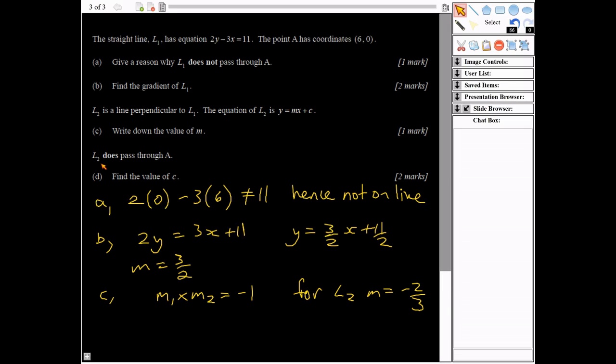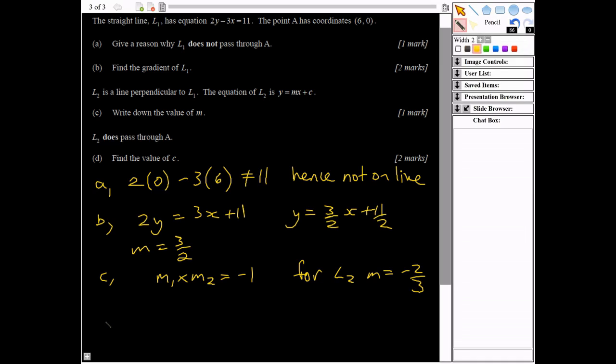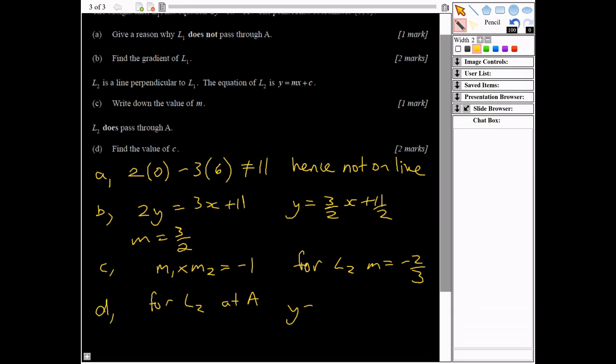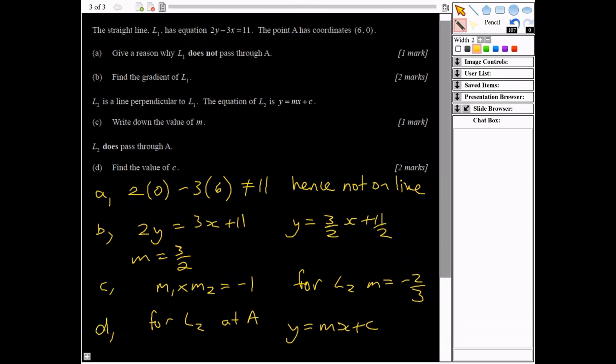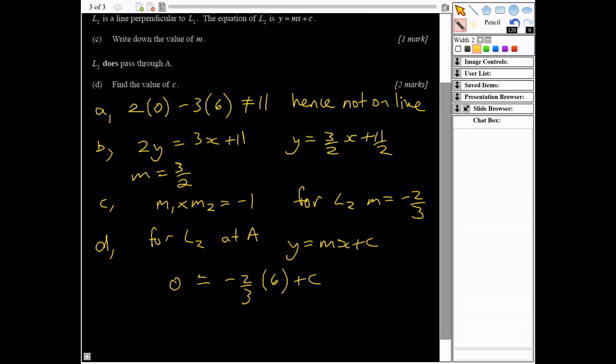And then it says line L2 does pass through A, find the value of c. So what I need to do then is use the value for point A to work out what c is. So for L2, at A, I would say y is equal to mx plus c. And then I would say the value of y is 0. And then it's going to be minus 2/3 times 6 plus c. So I would do that.